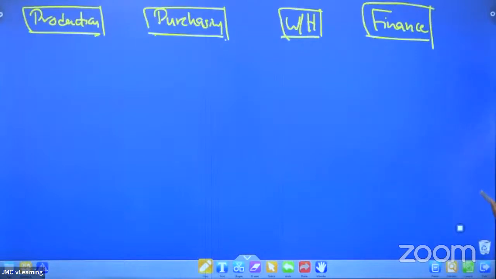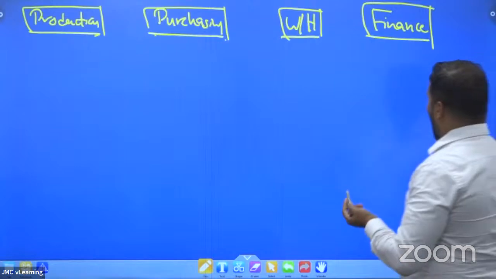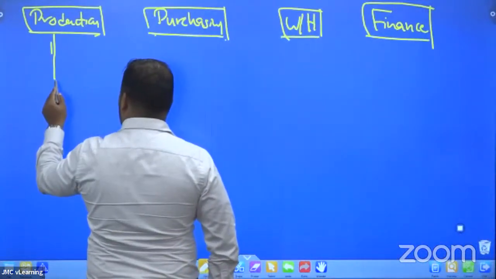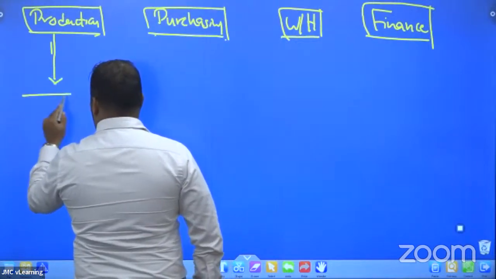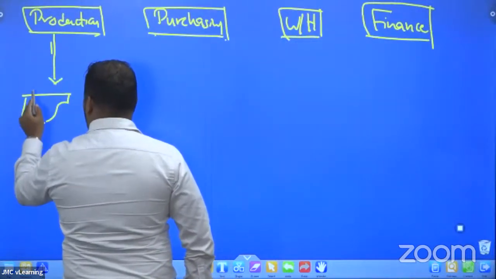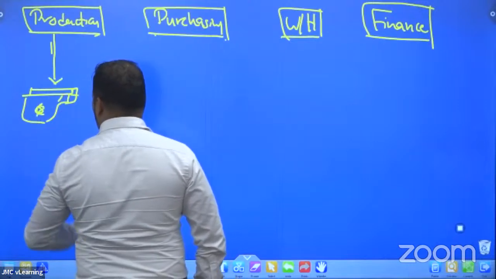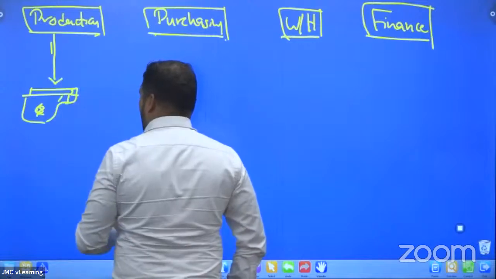So the production department is there, then the purchasing department is there, the warehouse is there and the finance is there. Let's say the production department wanted some materials to do their production activity. In that context, the production department has to prepare a document under the department head's signature.